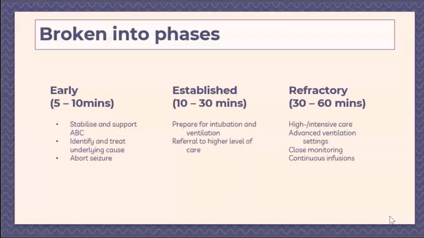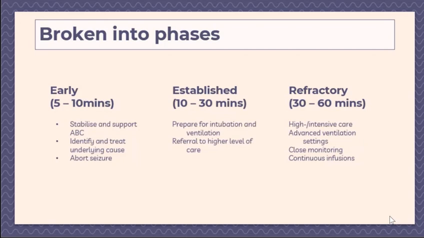As I said, the status epilepticus management is broken down into different phases. There's early, between 5 and 10 minutes, established between 10 and 30, and refractory, which is between 30 and 60 minutes. For early status epilepticus, the main priorities are to stabilize and support the ABCs, identify and treat our underlying cause, and try to abort our seizure. In established status, we want to prepare for intubation and ventilation, as well as referral to a higher level of care. Whether that's a high care or ICU in your facility, or transfer after stabilizing, that needs to be considered and prepared for.